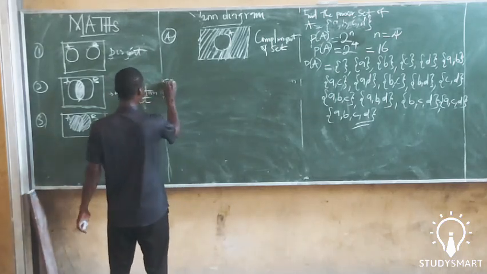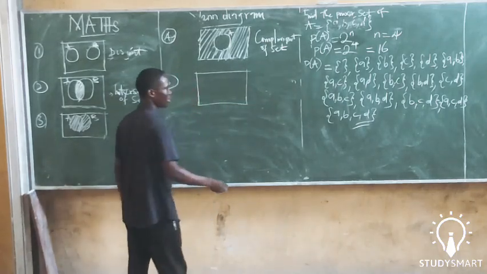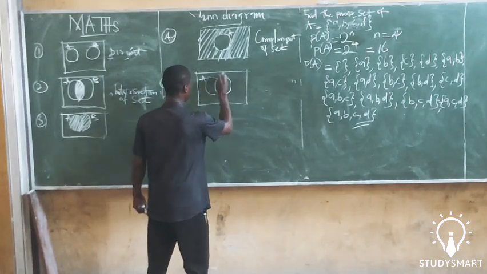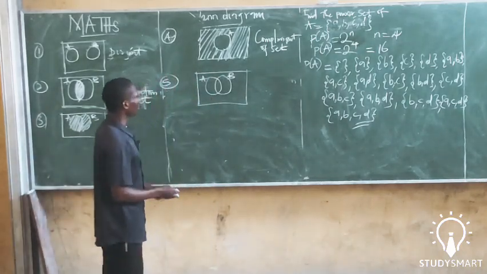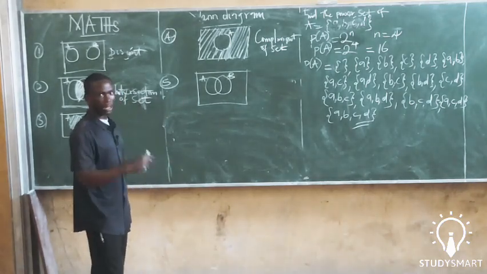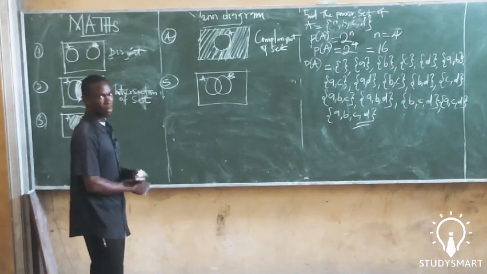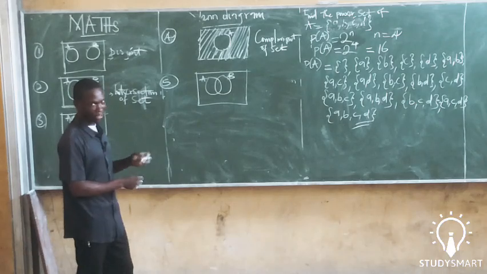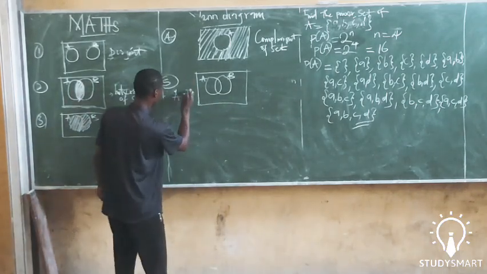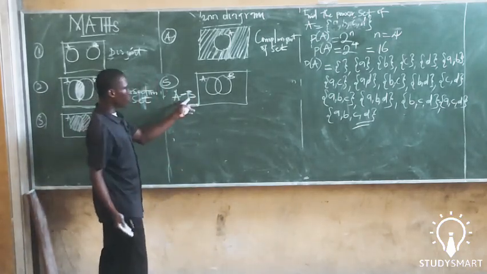And then lastly, which is number 5, set difference or difference of set. If I have two sets, A and another one, B, the difference of these sets is the elements that are found in set A but are not found in set B. So how do I represent this kind of set in a Venn diagram? Let us start with A minus B, which is the set in A but not in B.